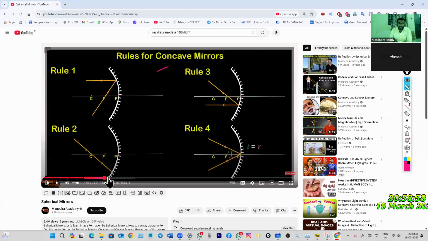Now next we are going to draw rule 1, rule 2, rule 3, rule 4. Rule 1: a parallel ray, after reflecting, passes through the focal point. Next, a ray passing through the focal point becomes parallel, rule 2. When the ray passes through the center of curvature, it reflects back, rule 3. Next, incident angle equals reflected angle, rule 4.